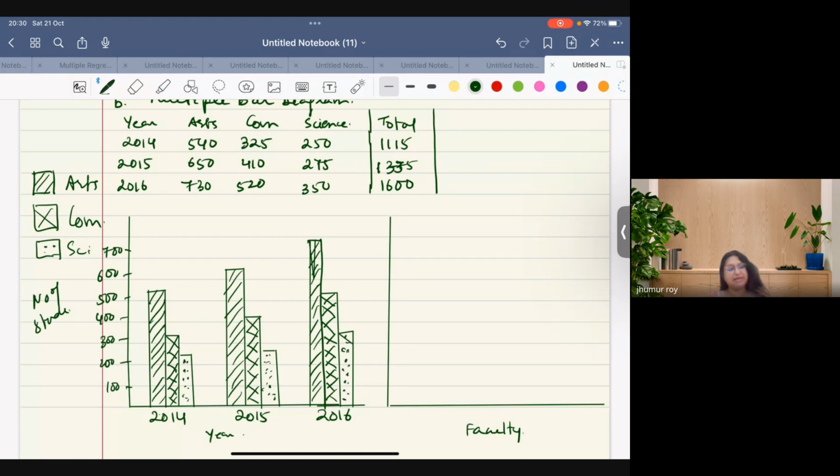So now you can see how easy and convenient it is to understand who is standing for what. Further, if you want to make it even better, you can write the values over here. So this is like 540, this is 325, this is 250, this is 650, this is 410, and this is 275. Similarly, this is 730, 520, and 350. Is it clear to everybody how we have drawn this diagram?